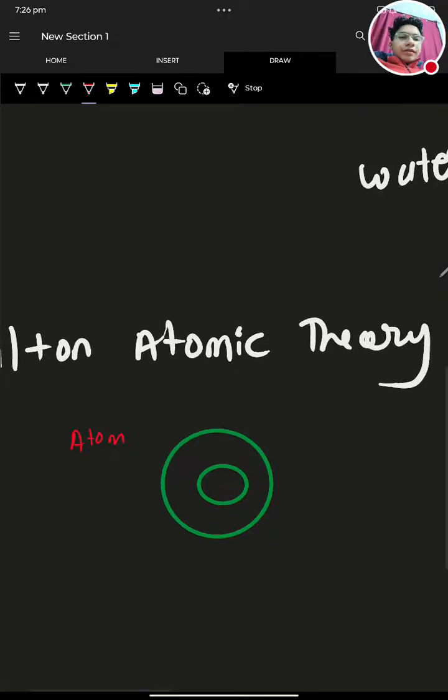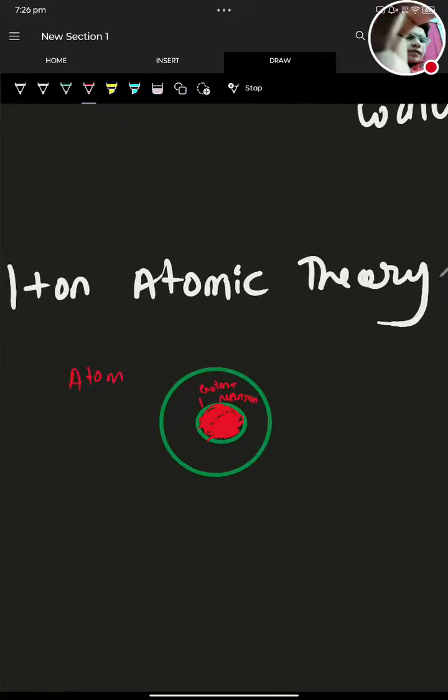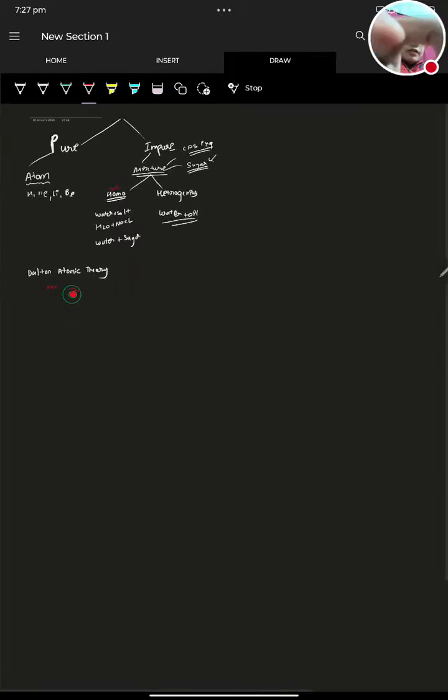So let's take an example of hydrogen. So this is the core, okay? The core has your proton plus neutron. Can't I zoom it more? Okay, I drew it too little.